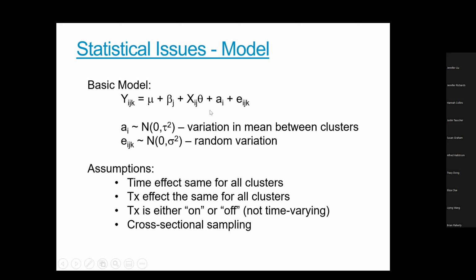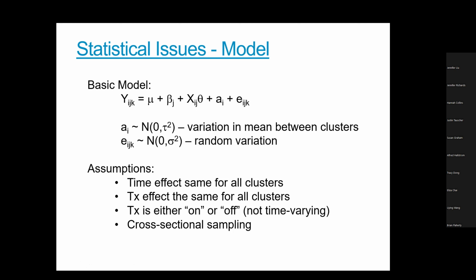The part that we're really interested in, though, is the treatment effect. That's going to be characterized by this theta, and X_ij is an indicator that is simply 0 or 1 and says, is the intervention turned on in cluster I at time J? If so, then we should see an effect theta. If not, then we would not see an effect theta. So that's what we call the basic model. This was the one that was introduced by my student Mike Hussey and myself in the 2007 paper.